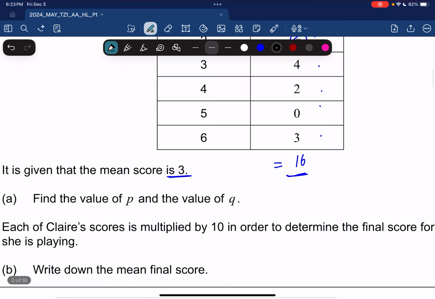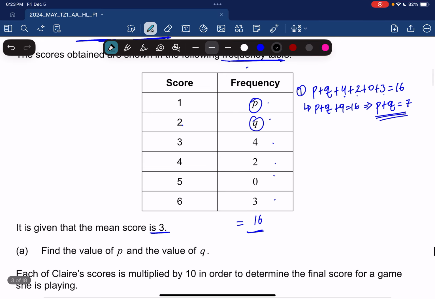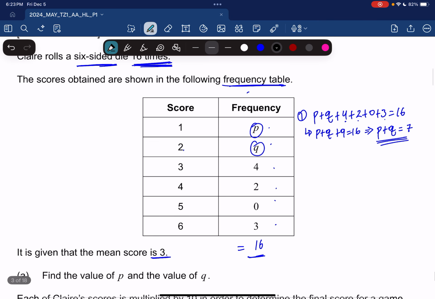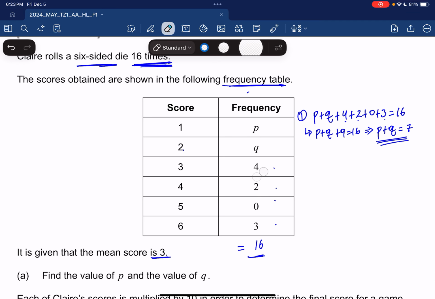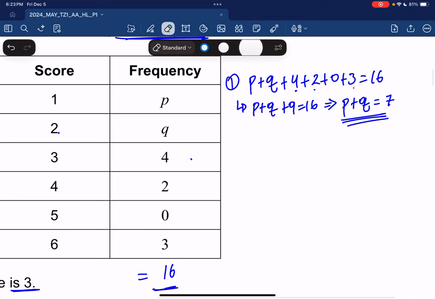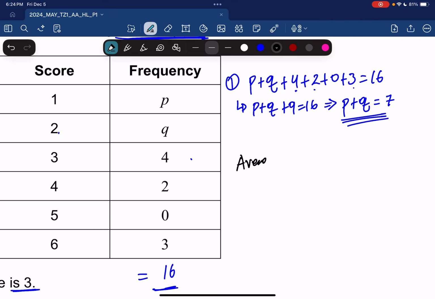Okay. The second thing is, just as I said, we are given 2 variables. So we need 2 different equations. What is the other equation that I can be using here to solve for P and Q? Well, I know that when I multiply my score times their respective frequencies, that should give me the total result that I get. But then the mean, just as we know, is actually the average. The average of what? The average of the scores that I got.